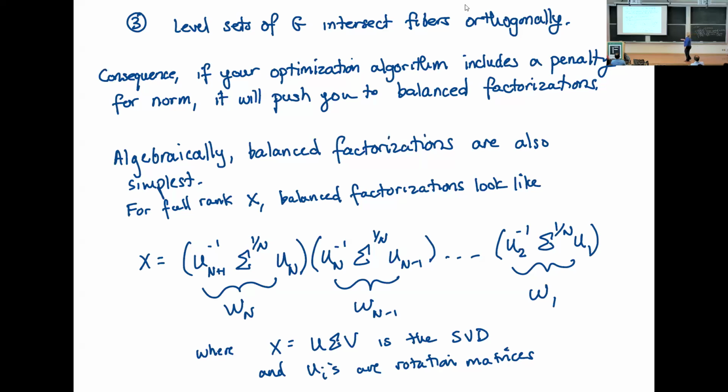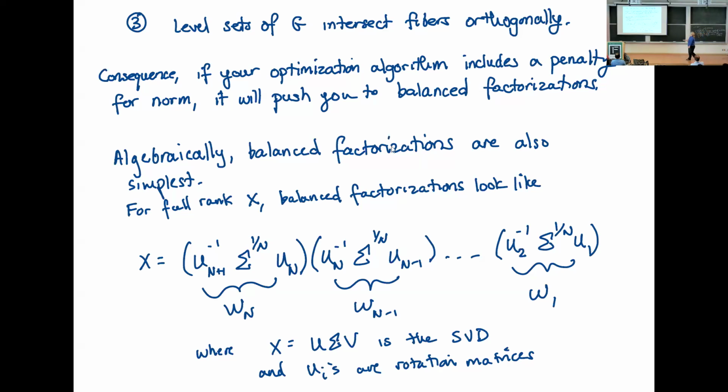Getting back to one of the things Karina was pointing out, this pushes you towards balanced factorizations when you're doing training. If whatever your optimization algorithm is includes a penalty for norm, it will push you towards these balanced ones.